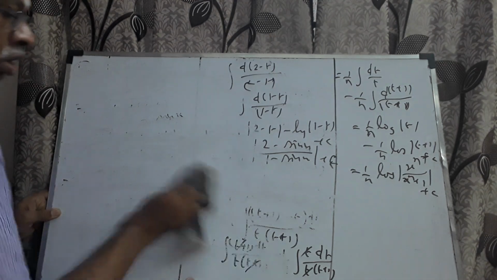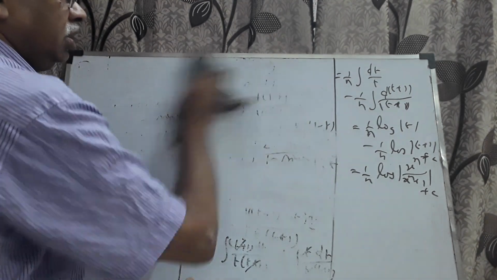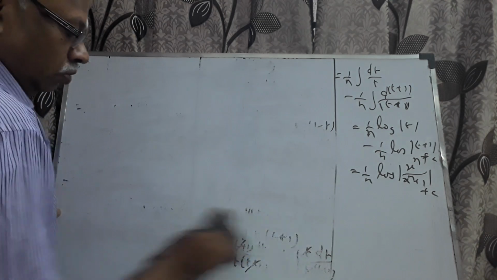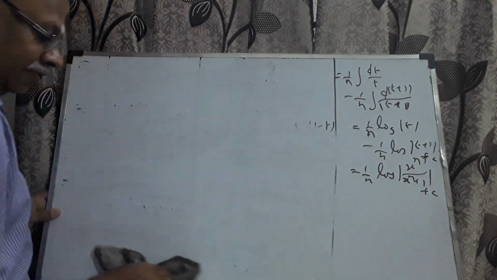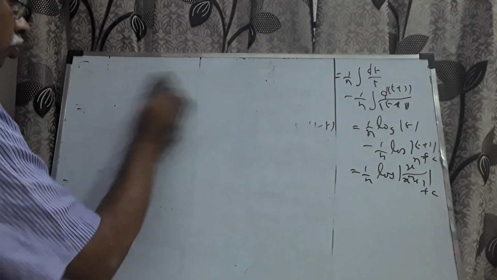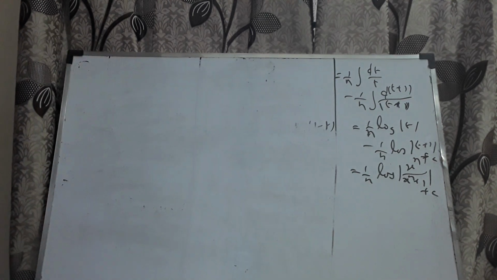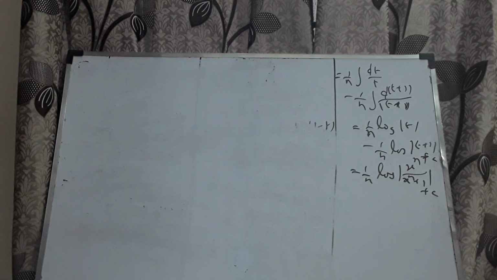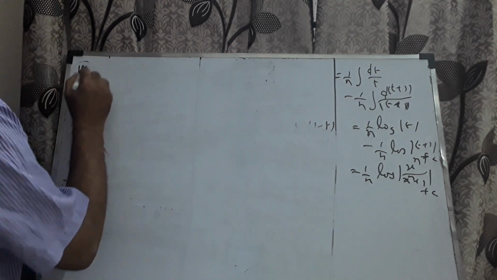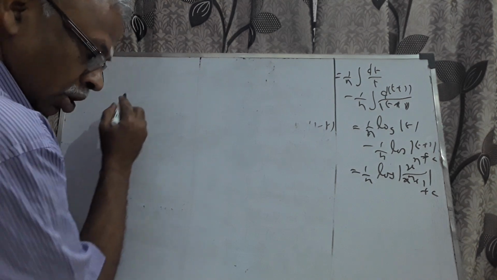Now, for the next one, you just see here, for the 18th problem, you have x square everywhere. Whenever in any problem you have x square everywhere, put x square equal to t only for partial fractions. Just listen how we go about it.